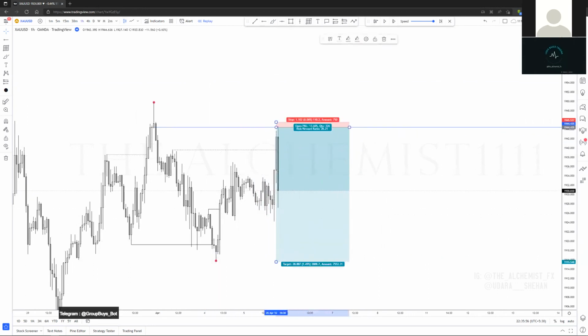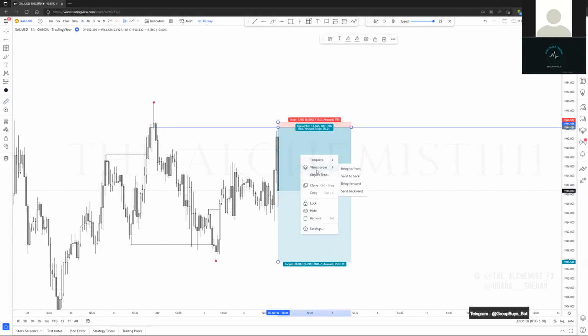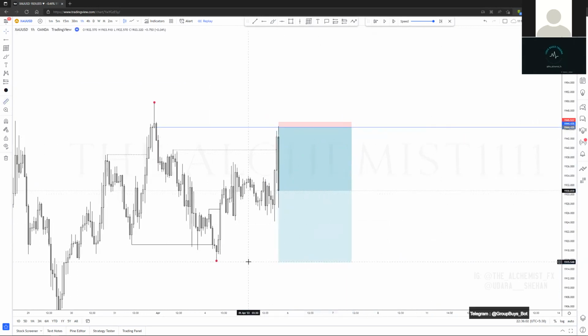But on gold, what I usually do is I pay myself at 100 pips. I always pay myself at 100. 100 pips in one day is not bad, right? So I'll pay myself at 100 pips and then I'll leave a runner into the external range liquidity.